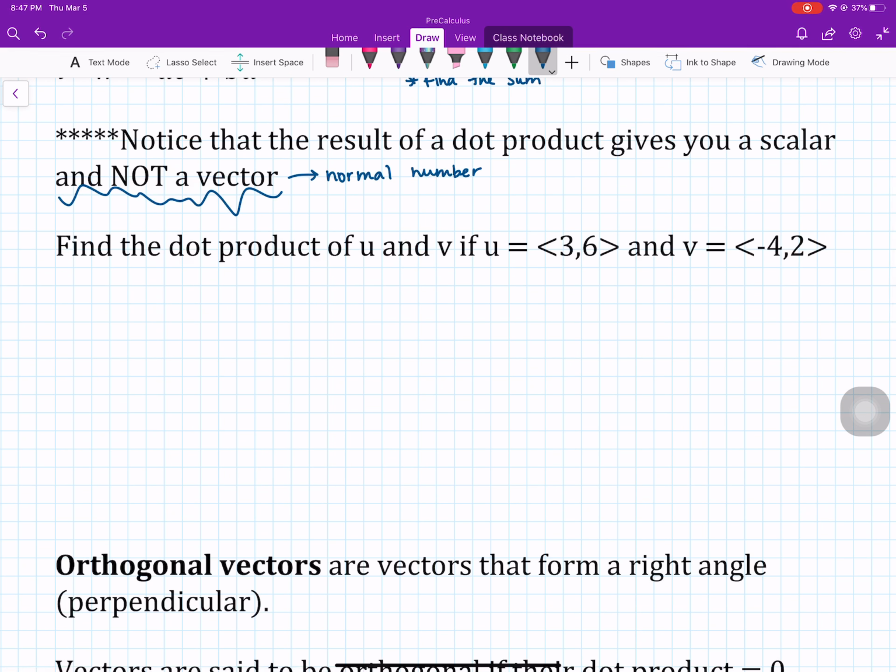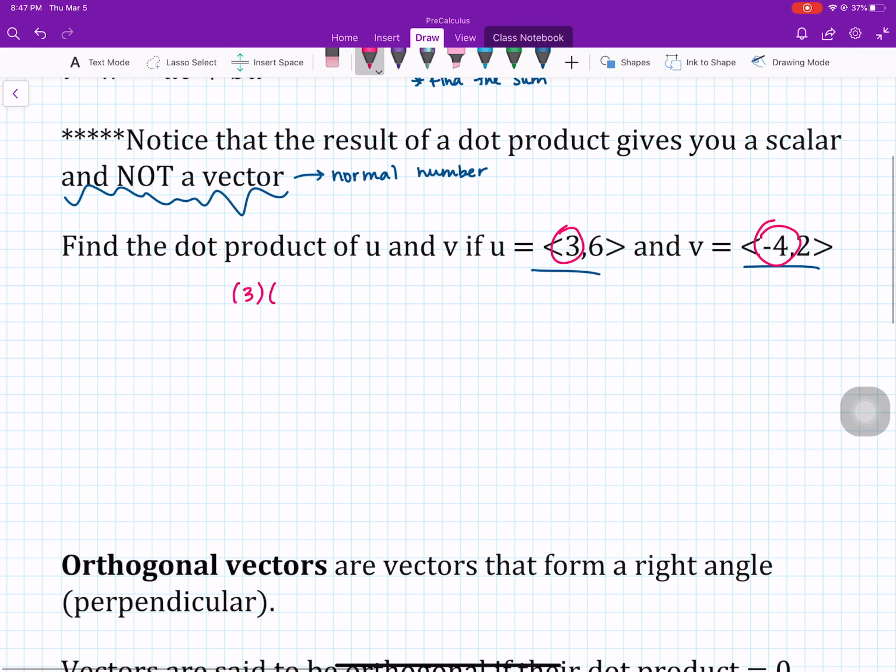So here's a quick example. Find the dot product of u and v if u is 3, 6, and v is 4, -2. So I always find it helpful to write it out. To find my dot product, I'm going to calculate the product of the x's. So 3 times -4. And then the product of the y's, which would be 6 multiplied by 2.